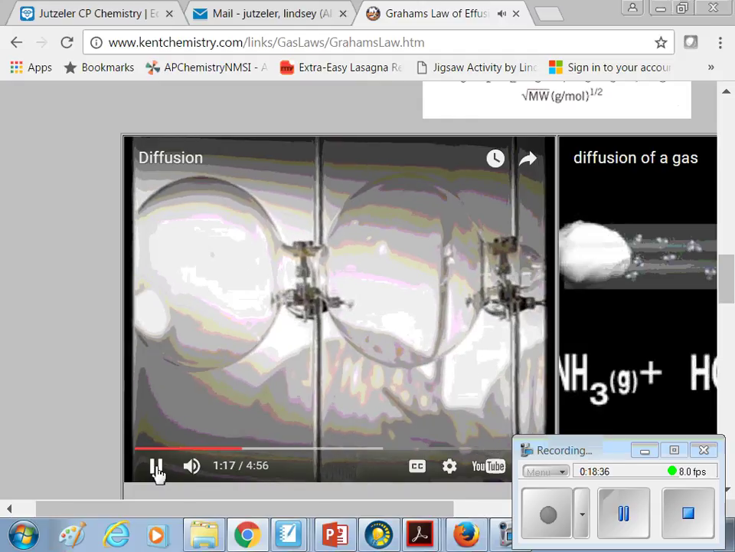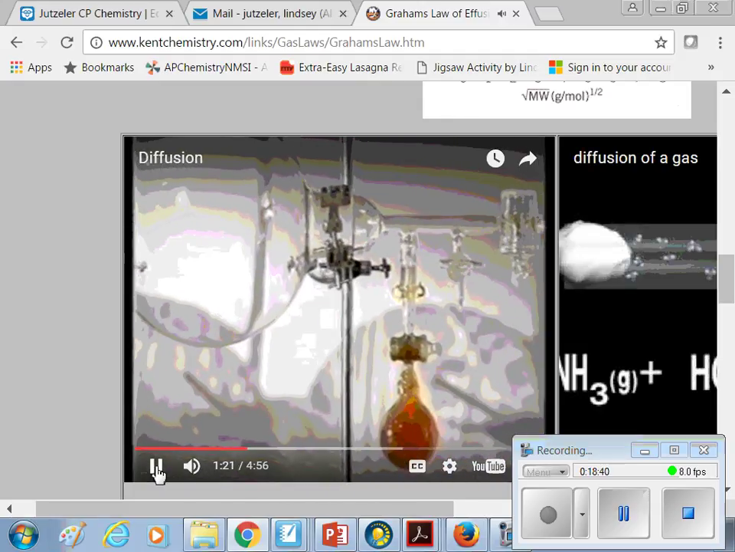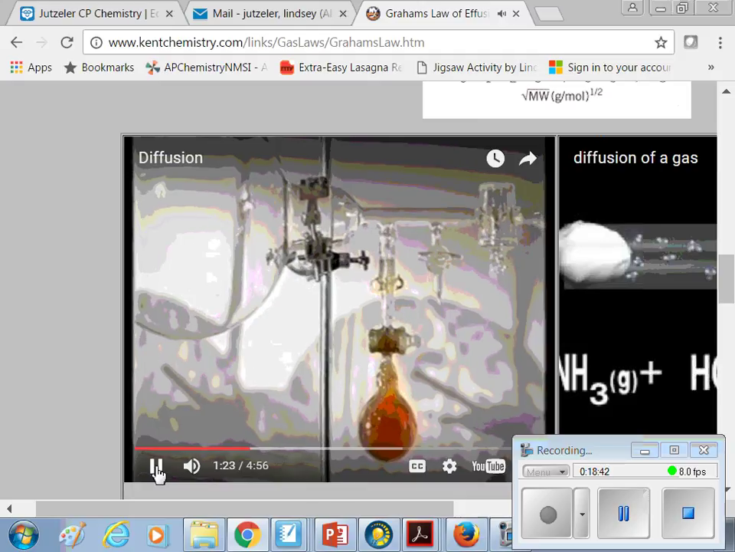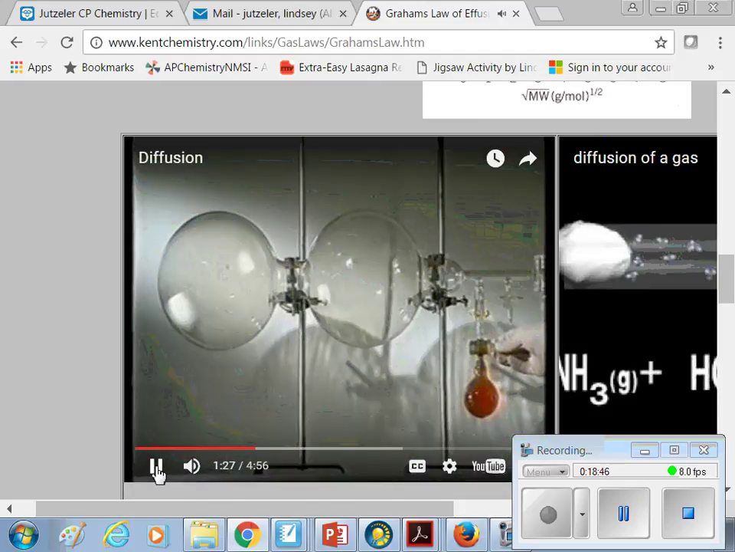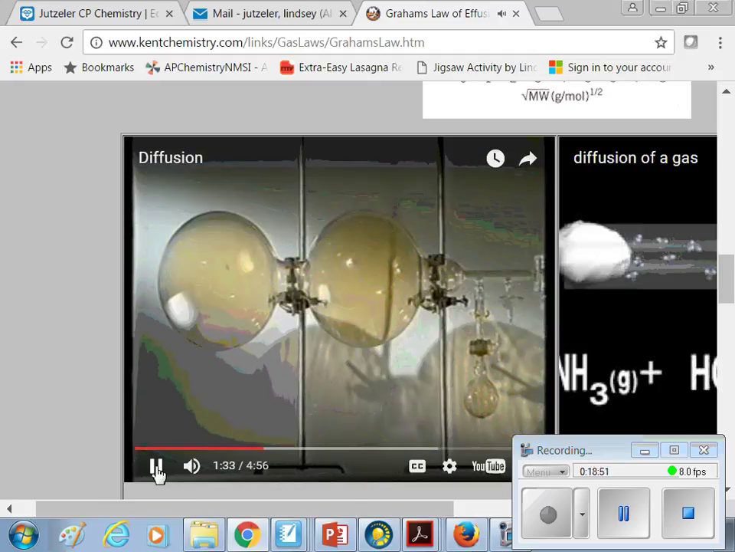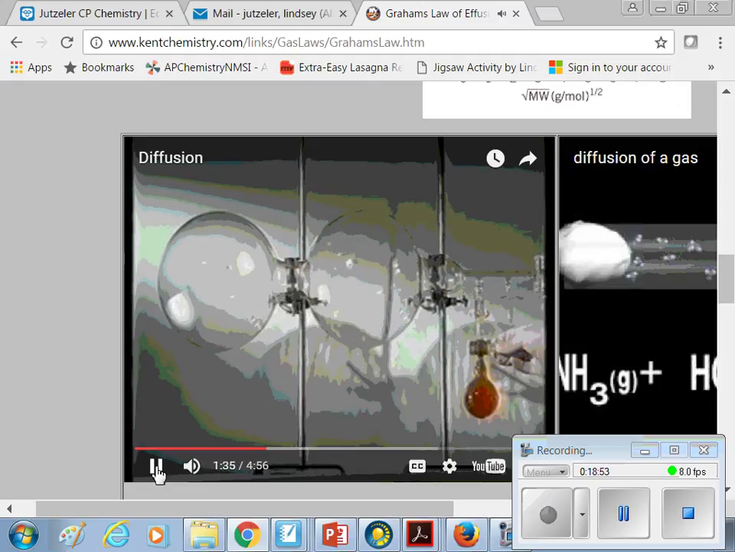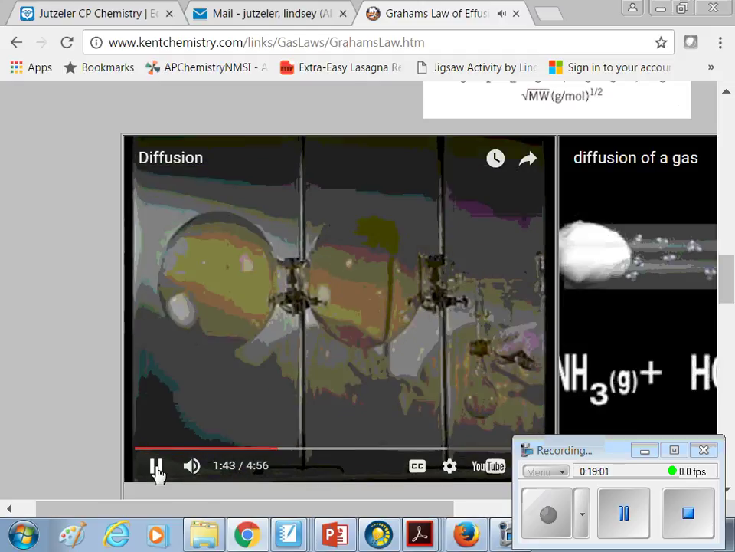All the air has been removed from this apparatus, apart from the flask containing bromine, which is isolated by a tap. Open the tap, and it spreads immediately. Watch again. In a vacuum, there's no air to collide with. The bromine diffuses much faster.